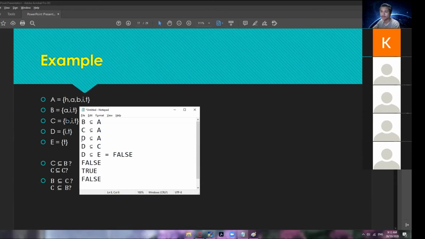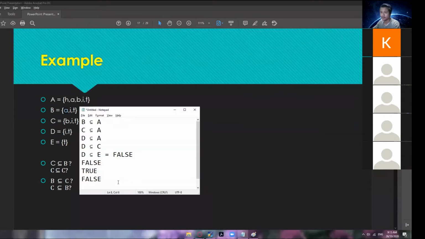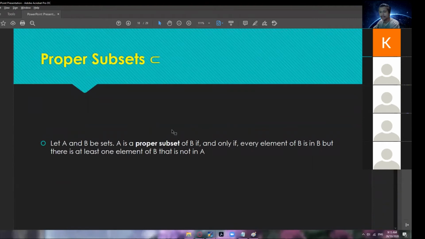Okay. Kasi meron nga tayong I sa set, pero hindi naman natin mahanapan yung element A sa set C. Okay. How about the last one? C is a subset of B. Oops, naulit yata. So don't mind this one. False, sir. This one is also false. Okay, so ganun lang naman kasimple yung idea or concept ng subset.